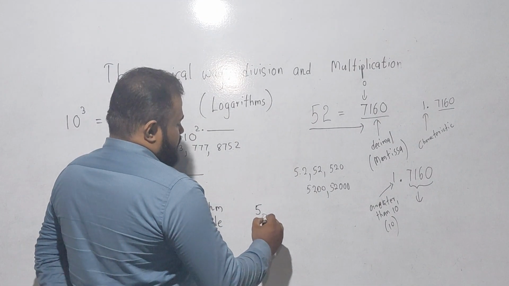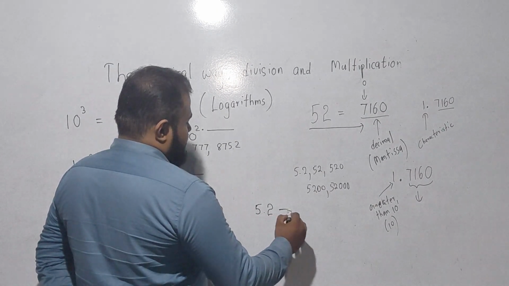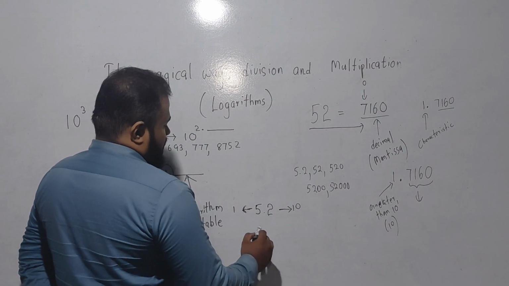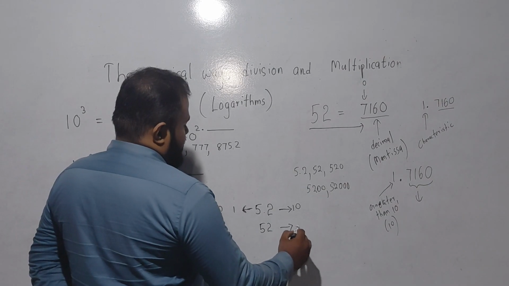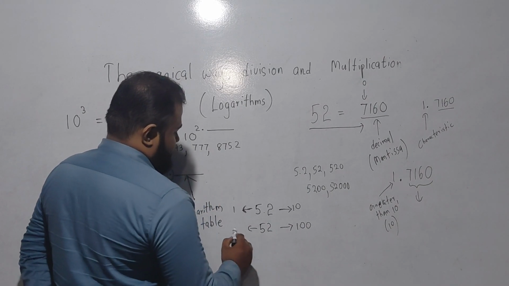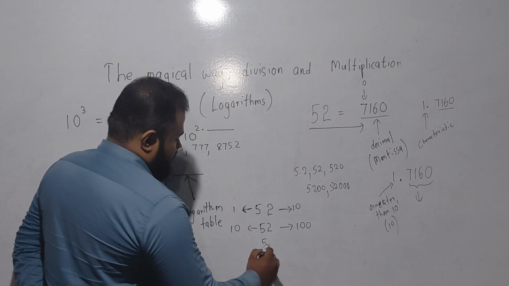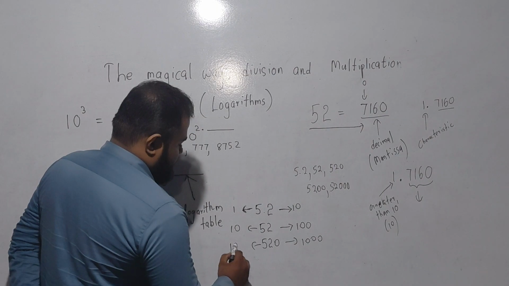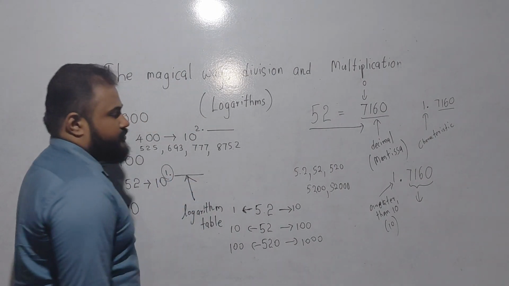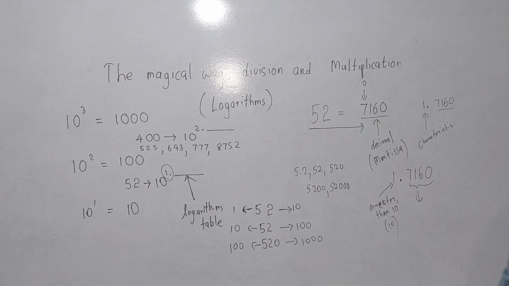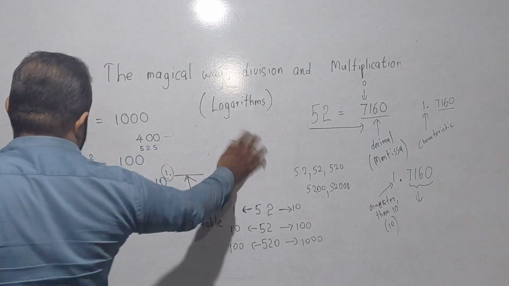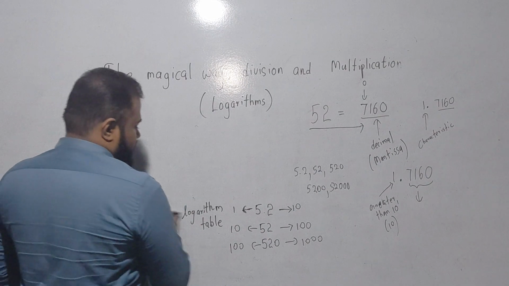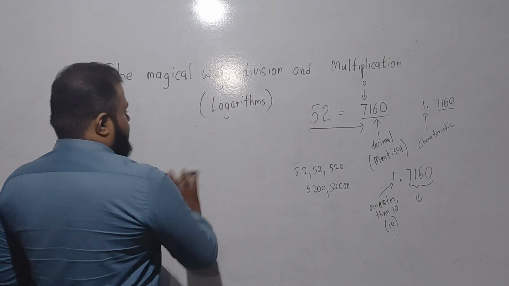So, if we take 5.2, 5.2 is between 1 and 10. If we take 52, it is between 100 and 10. If we take 520, it is between 1000 and 100. So using this 52 value, I will teach you how to do a log calculation.